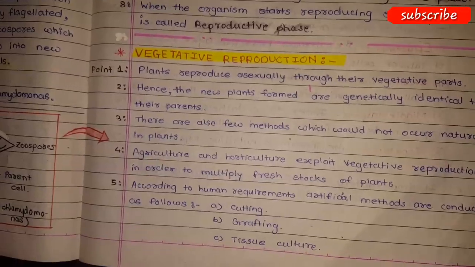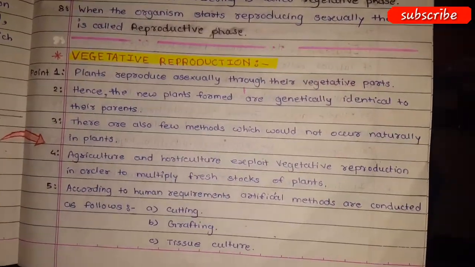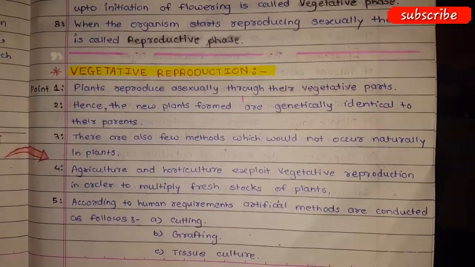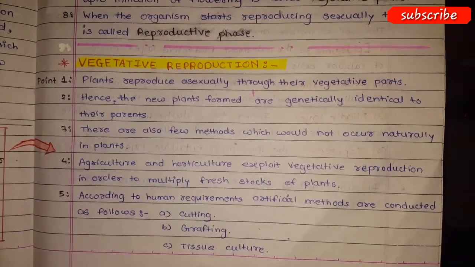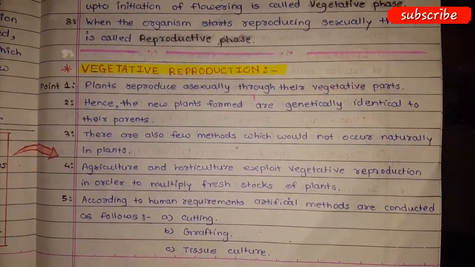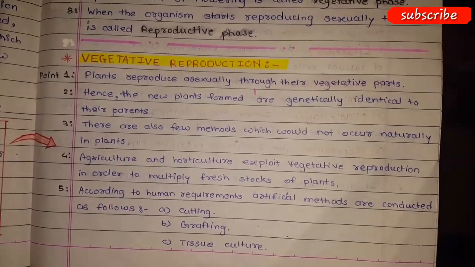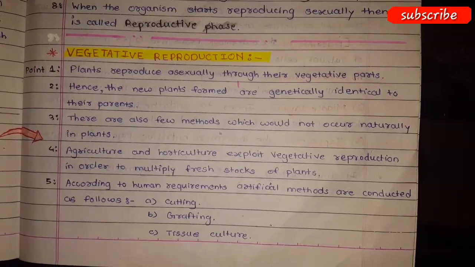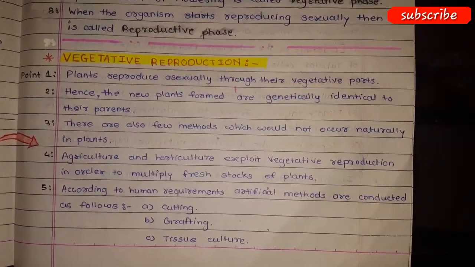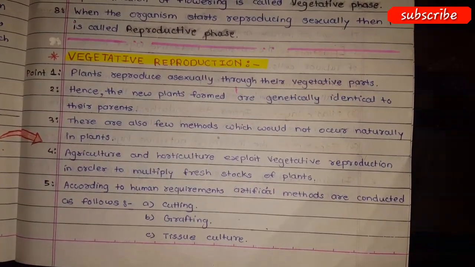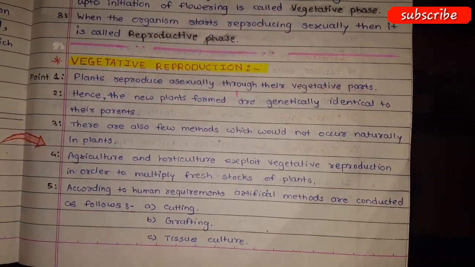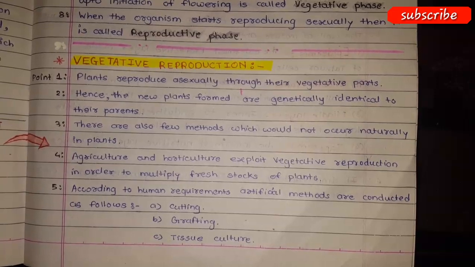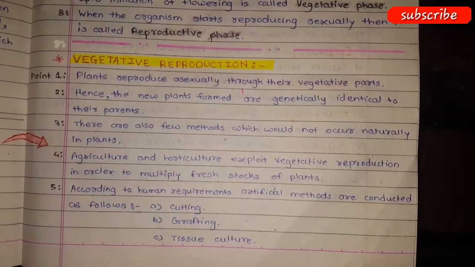And the next point of asexual reproduction is vegetative reproduction. Point number 1 in vegetative reproduction is plants reproduce asexually through their vegetative parts. Second, hence the new plants formed are genetically identical to their parents. Third, there are also a few methods which do not occur naturally in plants. Fourth, agriculture and horticulture exploit vegetative reproduction in order to multiply fresh stocks of plants. Fifth, according to human requirements, artificial methods are conducted.